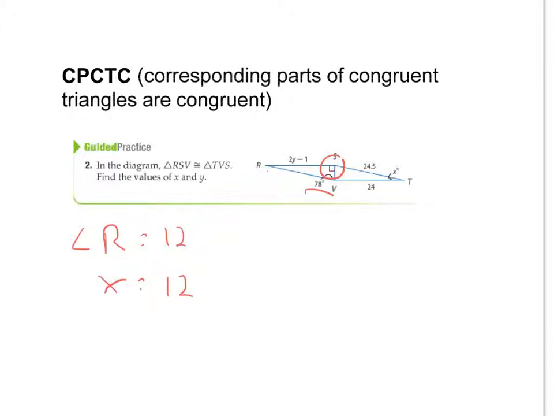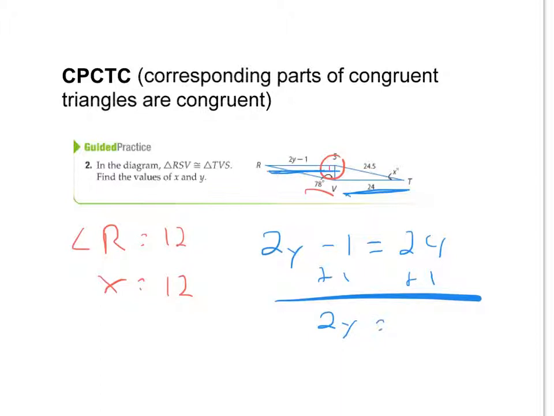Okay, if we're looking right here, I need to find RS. RS corresponds with VT, so I know that 2y minus 1 is equal to 24. I'm going to add the 1 to both sides. 2y is equal to 25, divide by 2, divide by 2, y is equal to 12.5.